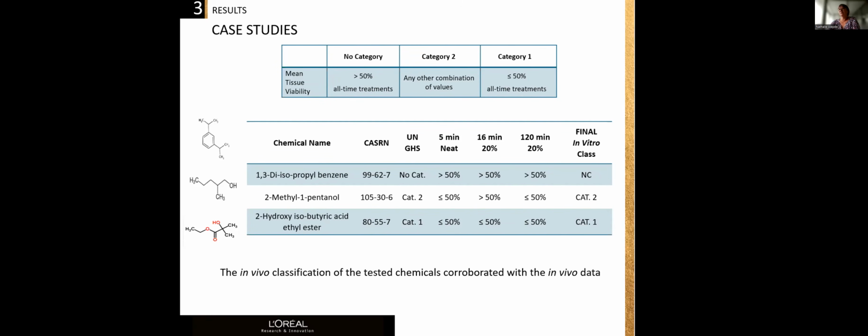For the category 1, the cell viability was below 50% at all time treatments, leading to the classification as a cat 1 of the 2-hydroxy-isobutyric acid. And as an illustration here for the category 2, you could see that it was either below or equal to 50, and then above 50 when you consider the application of this chemical 16 minutes diluted on the tissue. Here I took an example where the in vivo classification of the test methods correlates to the in vivo data.